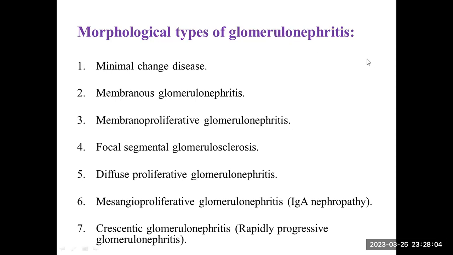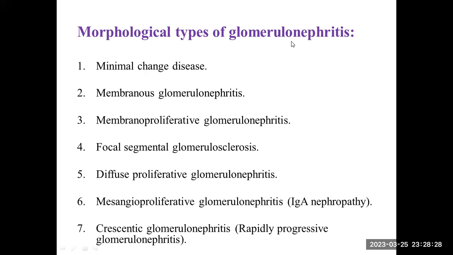So more accurately, you can use the term glomerulopathy, which indicates just a disease affecting the glomerulus, whether this disease is inflammatory in nature or not. So the first morphological type, and one of the commonest types, is called minimal change disease. Minimal change disease is actually very common in pediatric age, and also it's common in adults as well.